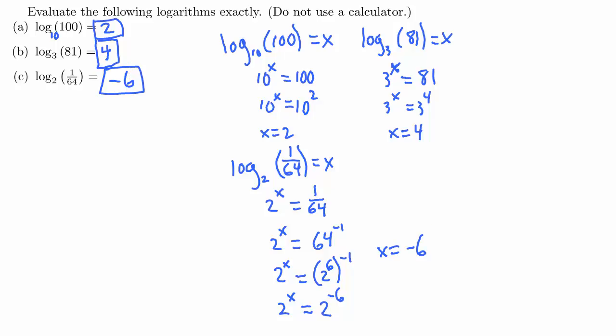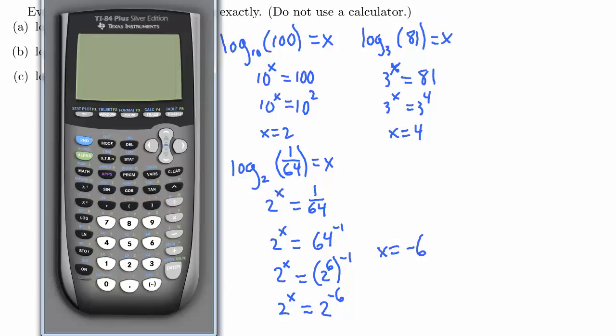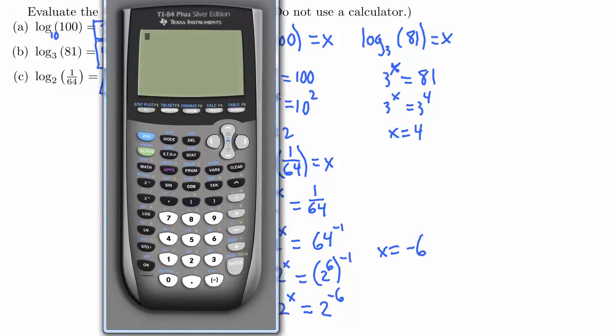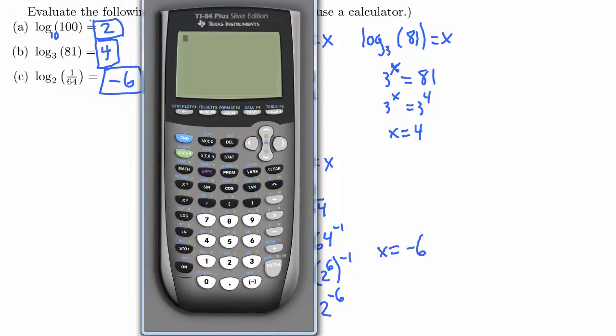Now, to check yourself even further, you can go to your calculator. Now, it says don't use a calculator, and I don't want you to just randomly type it in and then give me the answer. I want you to use your calculator to check your answer. Now, on most calculators now, there is log base on there. So let's look at A here, log base 10 of 100. But that's just log 100. Click enter, and that tells me 2. Good. B is log base 3 of 81.